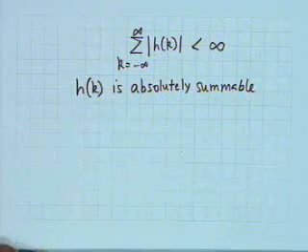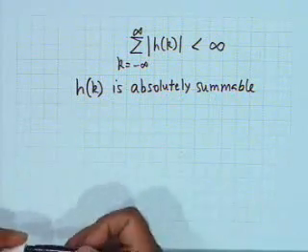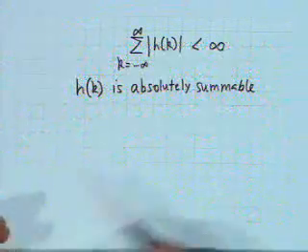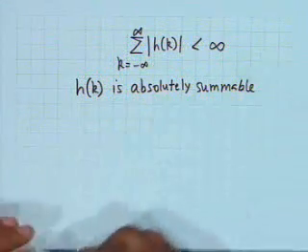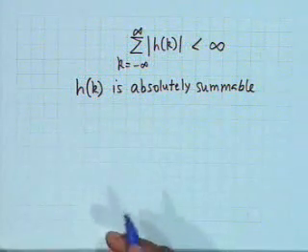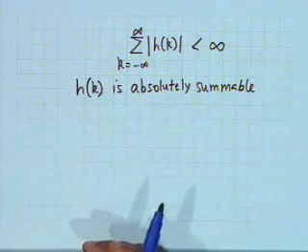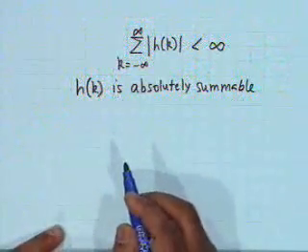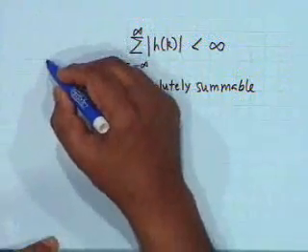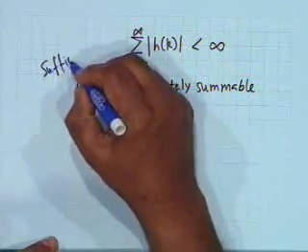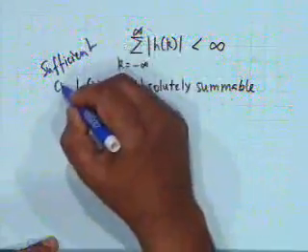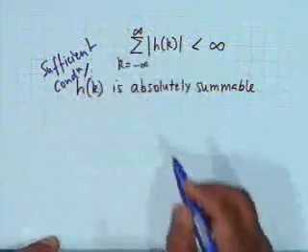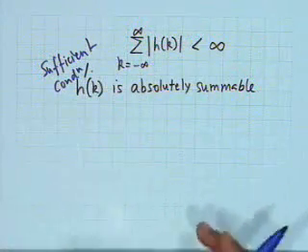What it simply means is that you take the absolute value of h(k) and sum it over all possible values of k. The summation should be bounded. The summation should be finite. That is the meaning of h(k) being absolutely summable. Now, as I said, this is a sufficient condition for stability.